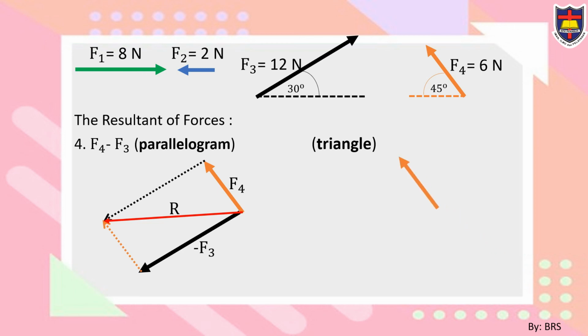Next, triangle. Draw the vector of F4 to the top and minus F3 to the bottom. Because F3 to the top, so minus F3 to the bottom. Draw the resultant of forces from the tail of F4 to the head of F3, so the red vector is the resultant.